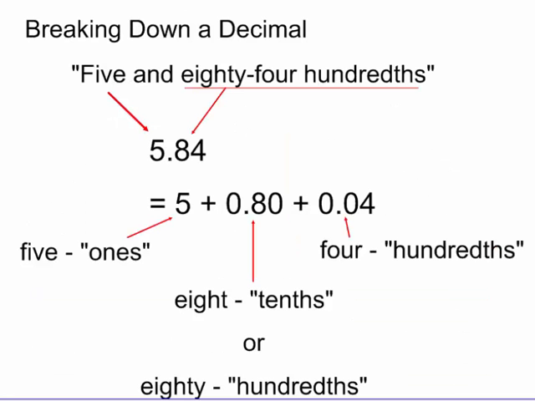So a number like this would be said 5 and 84 hundredths. If we break that up, we have 5 ones, 8 tenths, or we could say 80 hundredths plus 4 hundredths. I'm not trying to overemphasize the th there, but I want to make sure we are clear between hundred and hundredth, so I will put a little extra oomph on the th.